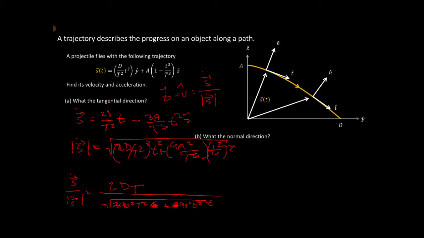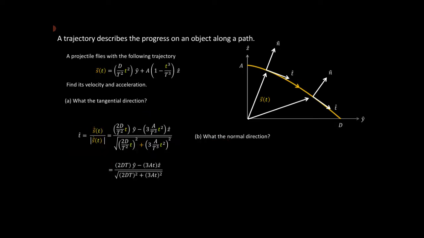That's right, 2dt y hat minus 3at z hat. That makes sense. Okay, so we've got that unit vector as it's changing. So you see this tangential direction is changing.